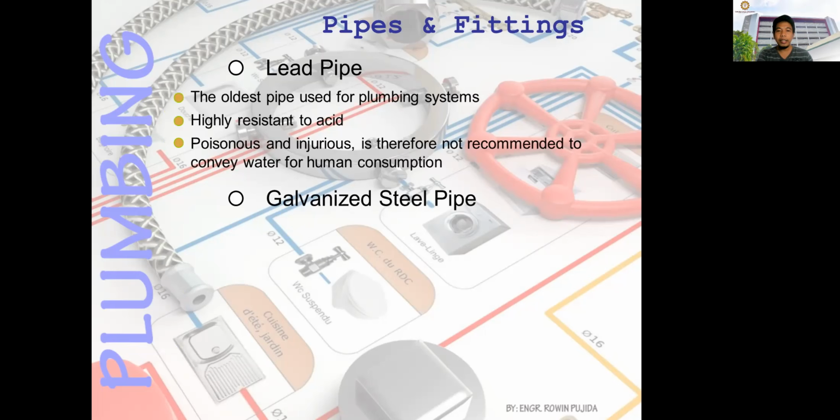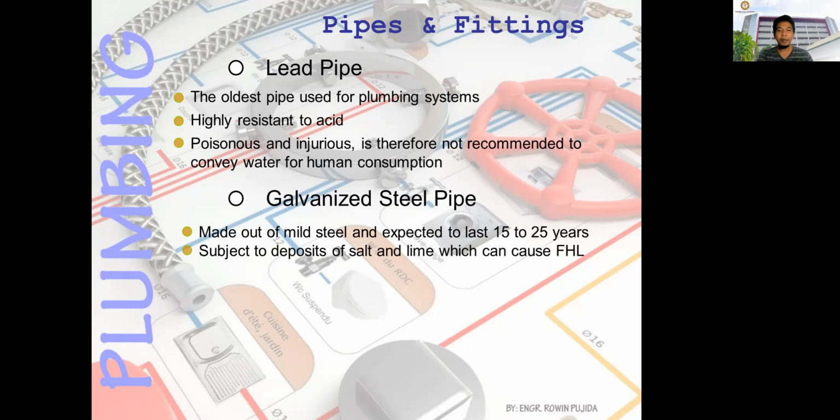Another pipe is the galvanized iron or galvanized steel pipes. This is made of mild steel and expected to last up to 15 to 25 years. So if ever they don't have the problem of rust, since the problem of this type of pipe is rusting. Okay, next, this is subject to deposit of salts and lime, which can cause failure.